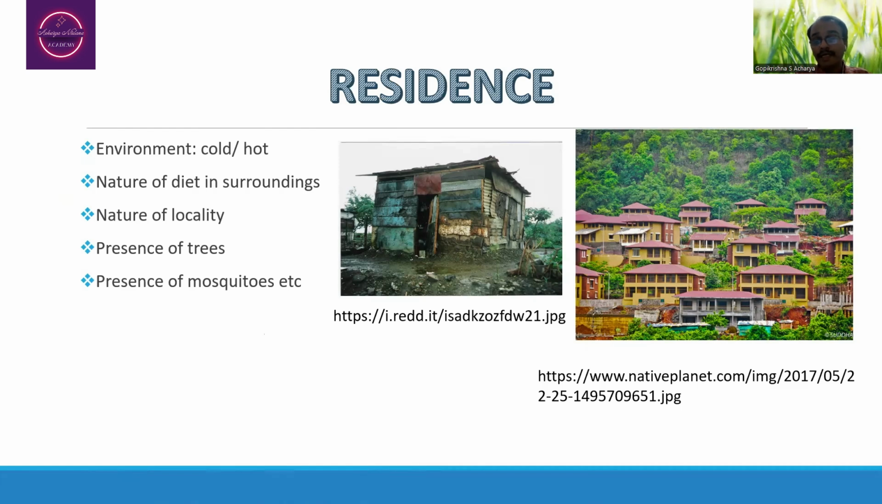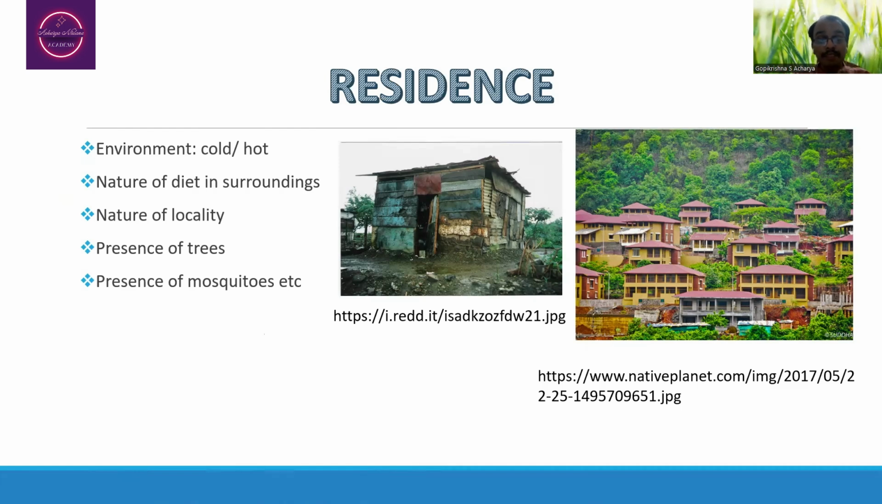Then, nature of the diet in the surroundings. What kind of diet are they taking? For example, in the belt of Uttar Pradesh, most of the staple diet they consume is samosa. So that means what kind of chutney they are using, whether the sweet chutney or the green chutney prepared with green chili, may have an impact on the body later as such.